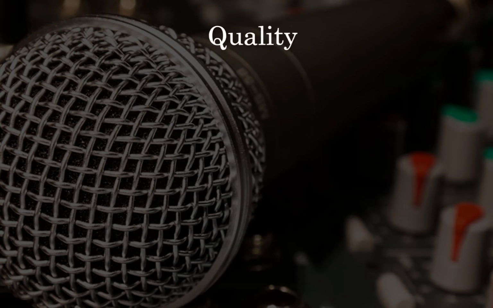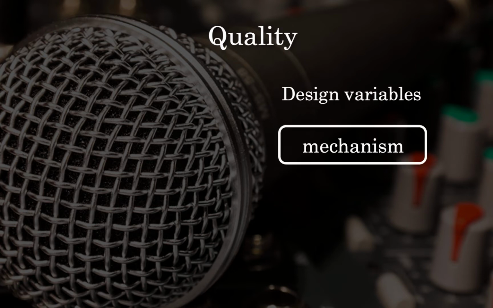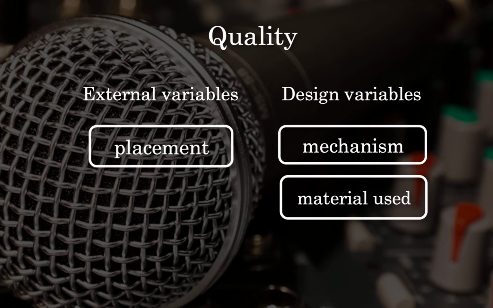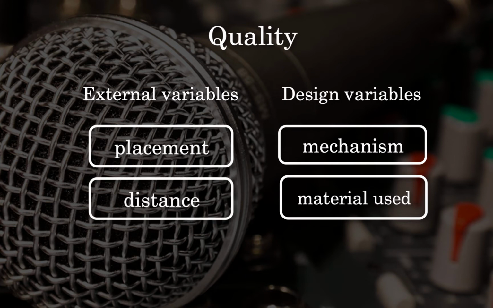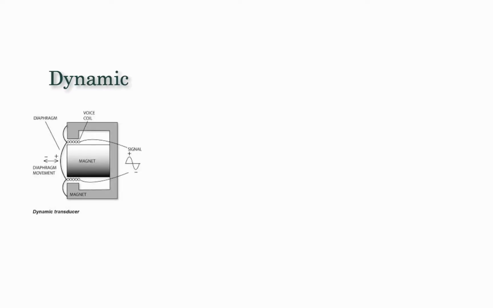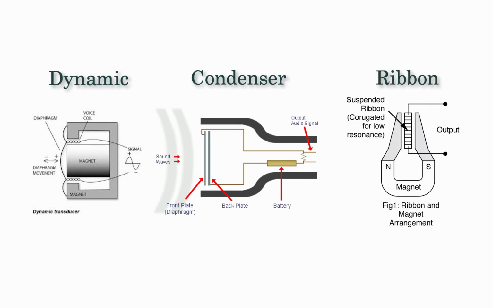The quality of the pickup of a microphone depends upon its design variables, such as the mechanism of the microphone and the material used, and also depends on external variables during a recording session, such as placement, distance, and acoustic environment. In this video, we will cover 3 different types of microphone: dynamic, condenser, and ribbon.